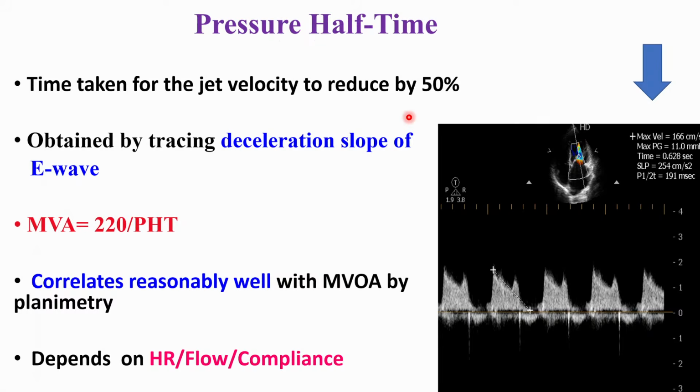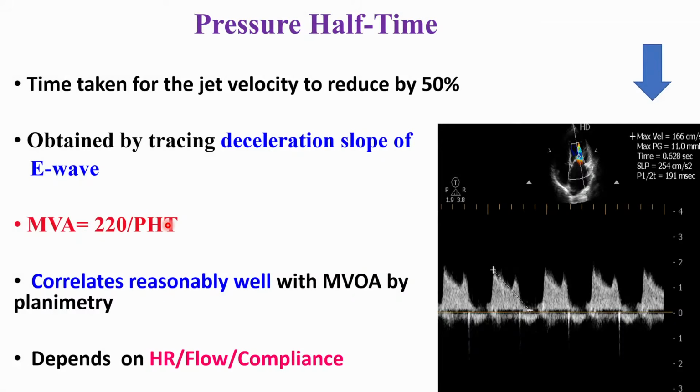Then another method we use is pressure half time. This is the time required for the jet velocity to reduce by 50%. It is obtained by tracing the deceleration slope. In the machine, there will be a pressure half time option. So we have to select that and trace the deceleration slope of the E wave. So mitral valve area can be calculated by using pressure half time.